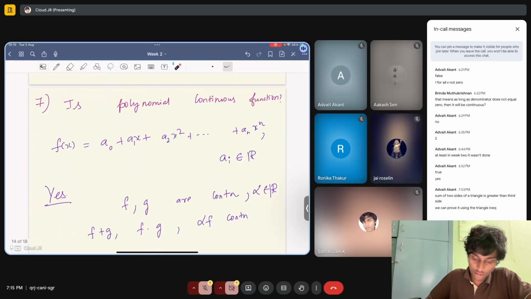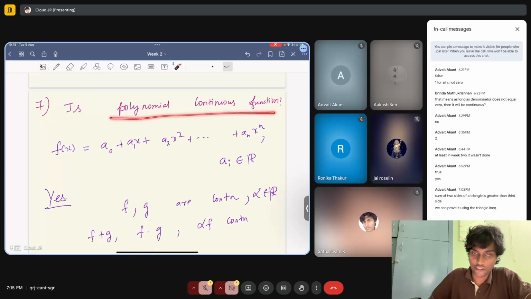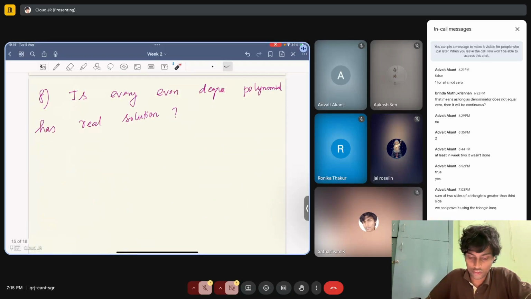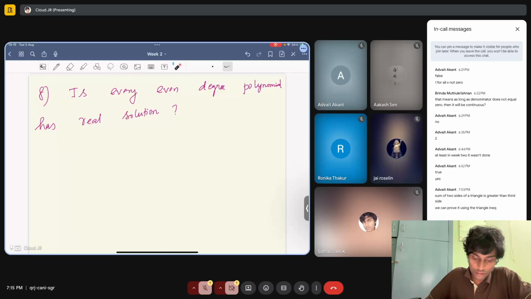So what we have here is that polynomial functions are continuous. Let's keep that in mind and proceed to the next question. The next question is: does every polynomial of even degree have a real solution?